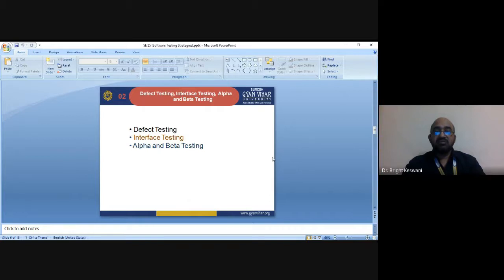Three special types of testing: defect testing, interface testing, and alpha and beta testing. Defect testing is aimed at discovering the defects before the system is delivered. So defect testing demonstrates the presence of program faults, not the absence. A successful defect test is one that causes the system to perform incorrectly and thus exposes a defect.